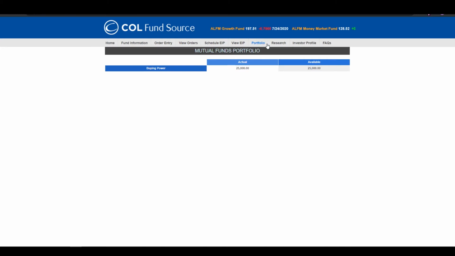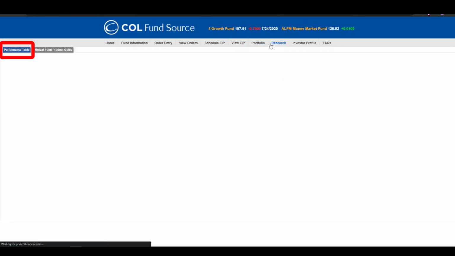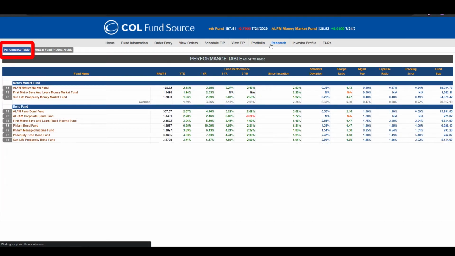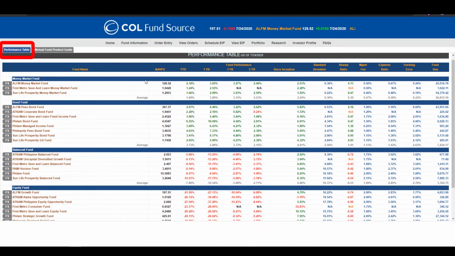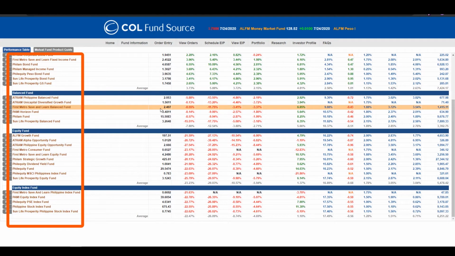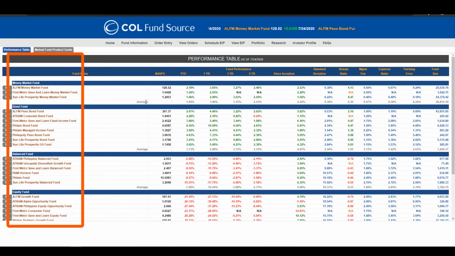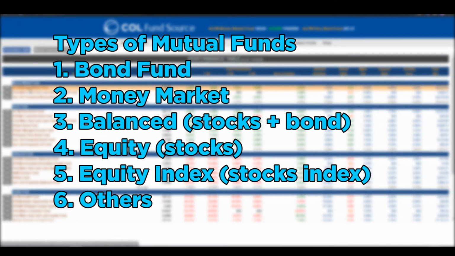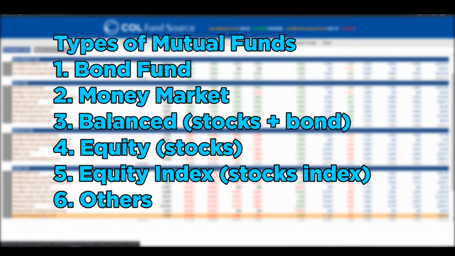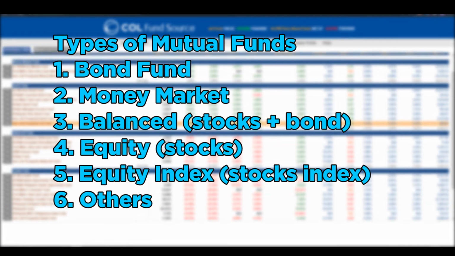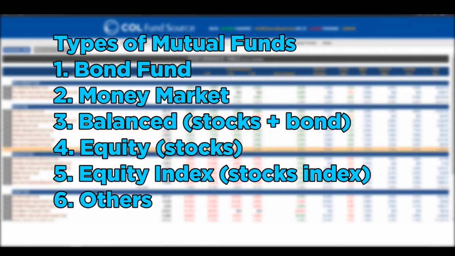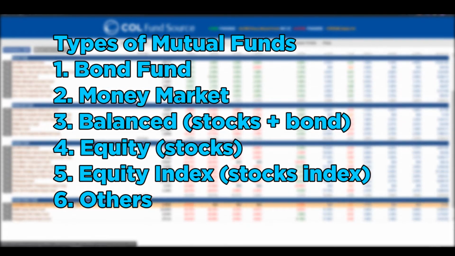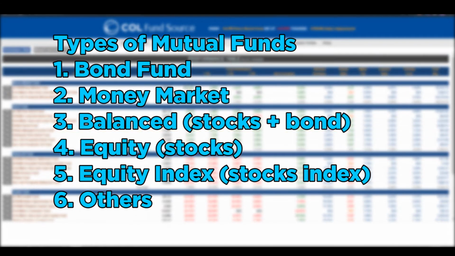Take a look at research. It can show you things about when you make this purchase. This research tab is very important. You would see the mutual funds grouped by their type of fund. If it's a bond fund, if it's a money market fund, a balance, which is stocks and bonds, equity fund, which is more of stocks, and equity index fund, which is based on a stock index.